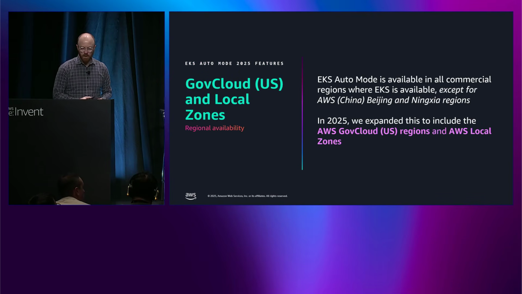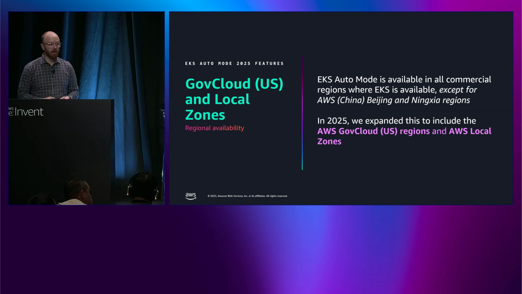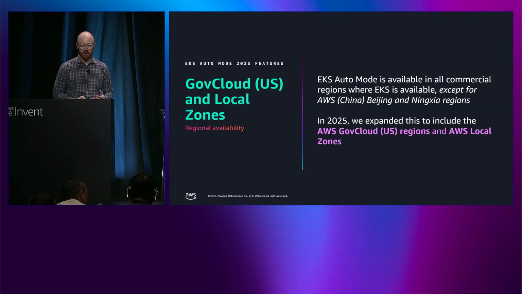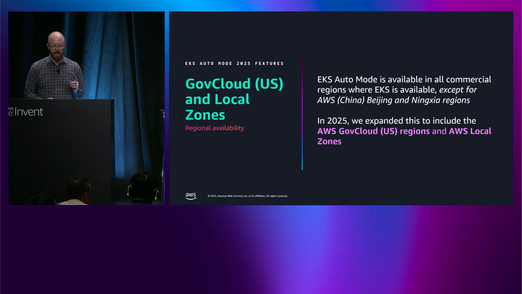So first, one of the most requested features for Auto Mode has been broader regional availability, especially for government and regulated workloads. I'm excited to share that EKS Auto Mode is now available in all the commercial regions where EKS is available, with the exception of the AWS China regions in Beijing and Ningxia. And in 2025, we expanded that to include the AWS GovCloud regions, enabling agencies and organizations with sensitive workloads to take advantage of Auto Mode's operational benefits while meeting their compliance requirements.